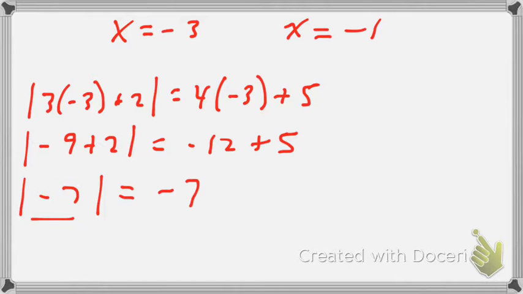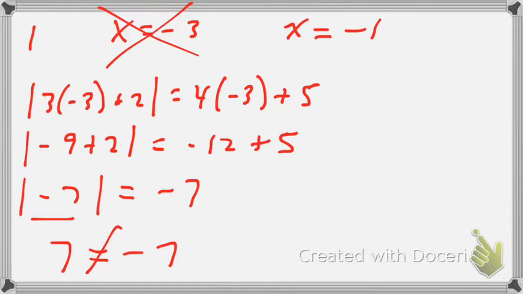Well, the absolute value of negative 7 is 7. So does 7 equal negative 7? No. So x equals negative 3 is extraneous. Alright, that would be an extraneous solution there.